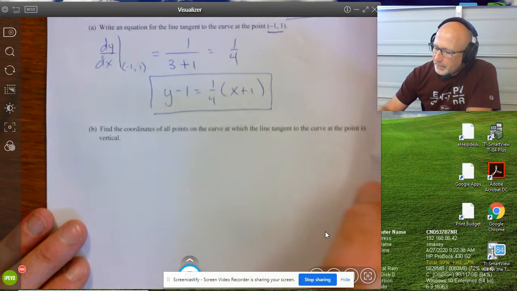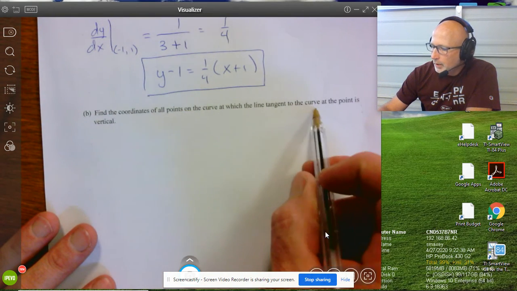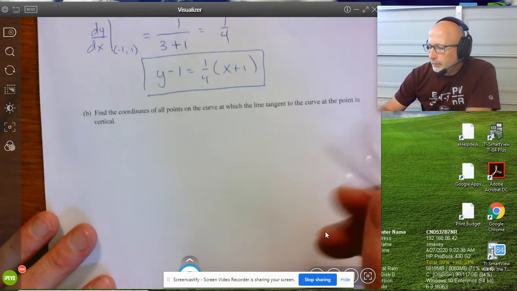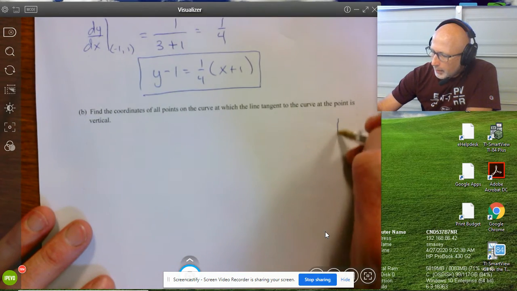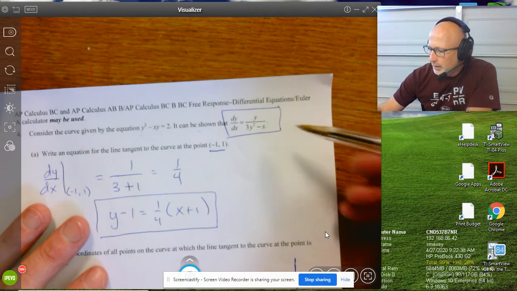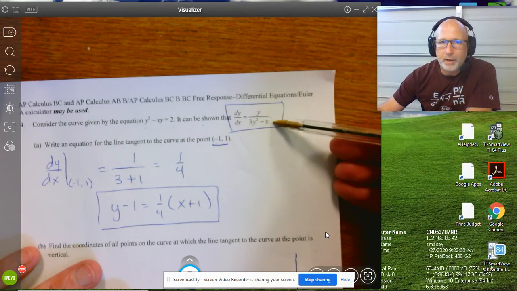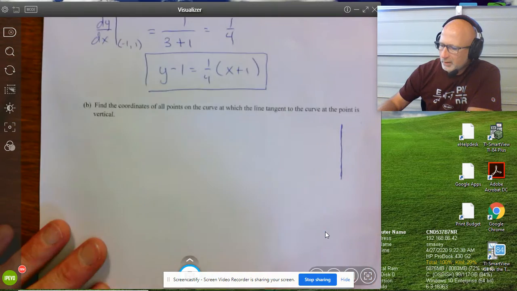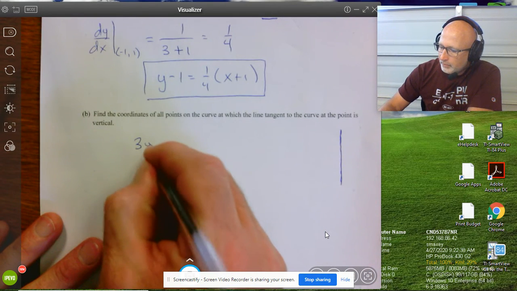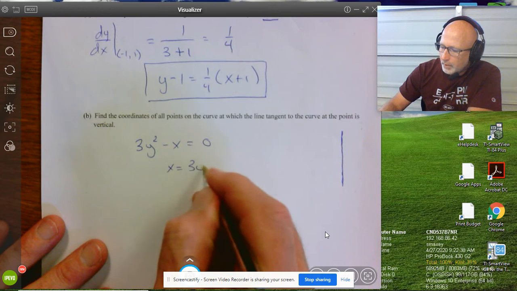Okay, B, find the coordinates of all points on the curve for which a line tangent to the curve at the point is vertical. So that means it's a vertical line, which means its slope is undefined. So if you go back up to the equation and you want to know where this thing is undefined, it's where the denominator is equal to 0. So you plug it in: 3y squared minus x is equal to 0. So you have x is equal to 3y squared.